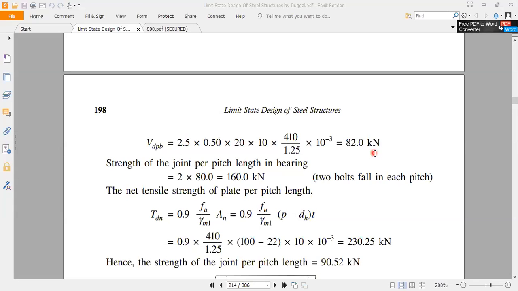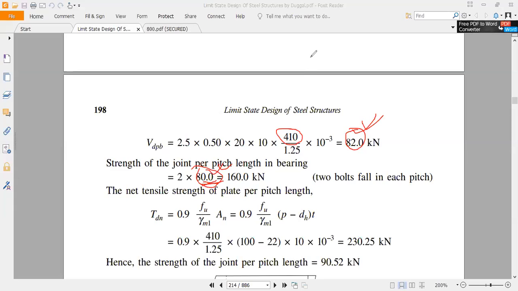Here they have again made a mistake. 80 they have considered. This is not correct. Okay, so it should be 400. So correct it, and then find the value. This one, I don't know what will be the answer, and then put it here. Okay, so that is the strength of the bolt in bearing.